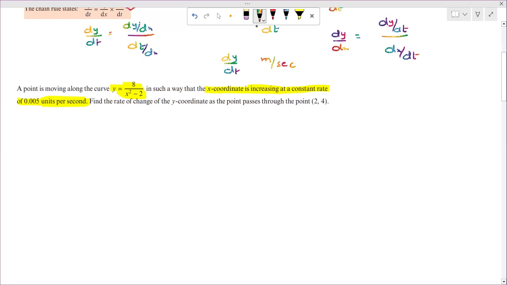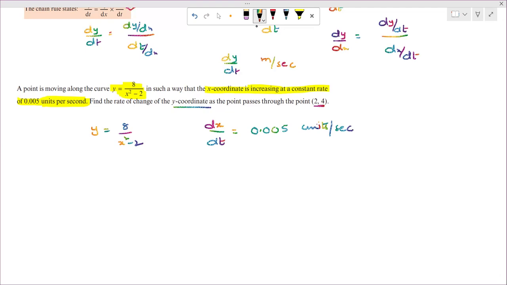Now find the rate of change in y coordinate, meaning dy by dt, at the point passing through 2 comma 4. Now see here. First of all, what is given: y is 8 by x square minus 2, and he has given that dx by dt is equal to 0.005 units per second. Now you go for this chain rule over here.